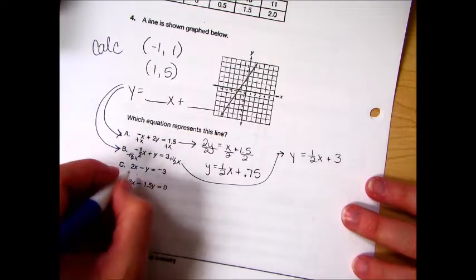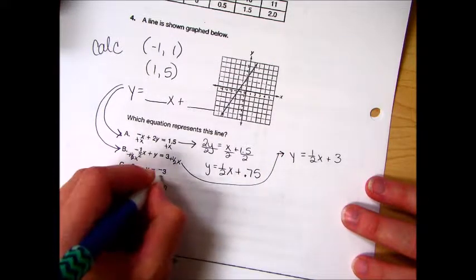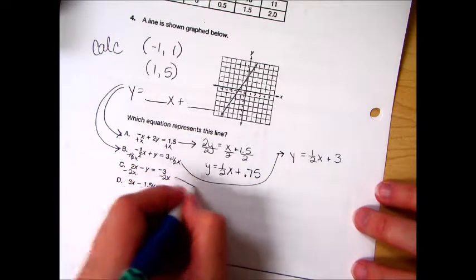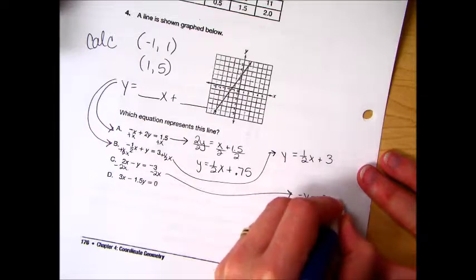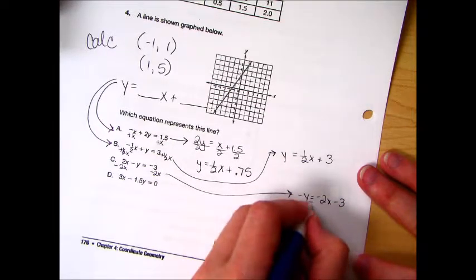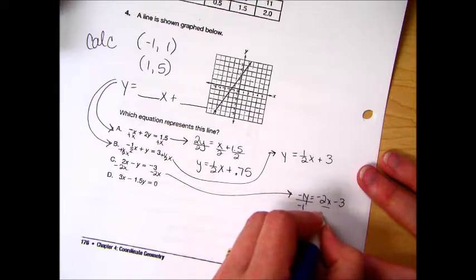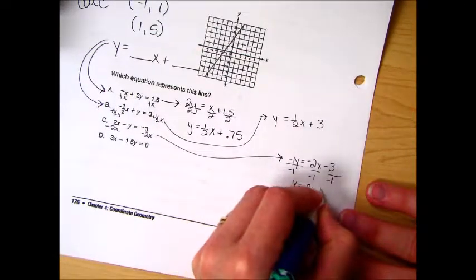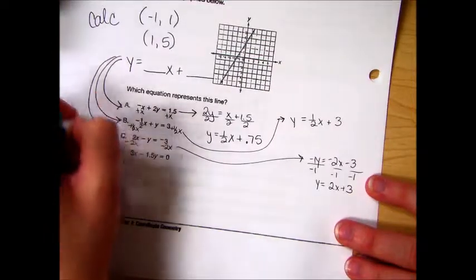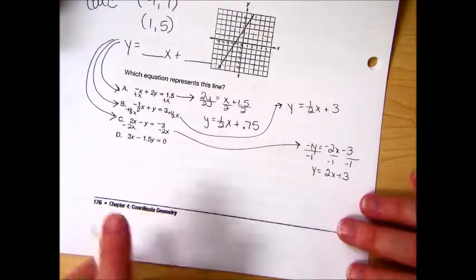So now I'll do C. In C, please subtract 2x from both sides to begin with. So I get negative y equals negative 2x minus 3. And divide by -1 because there's a -1 in front of that y. Get y equals 2x plus 3. I think this one's going to be your answer. Just verify with your calculator.